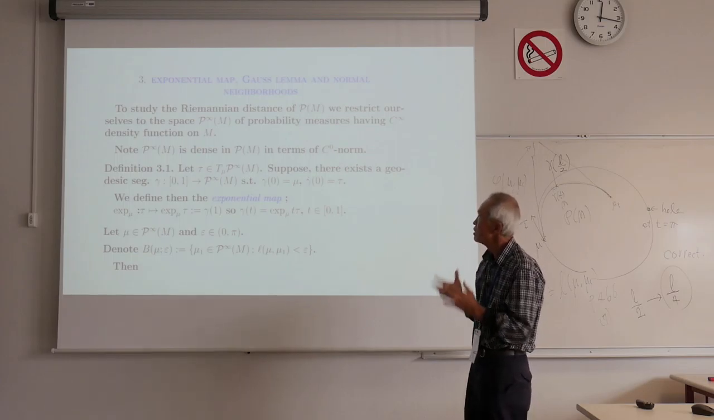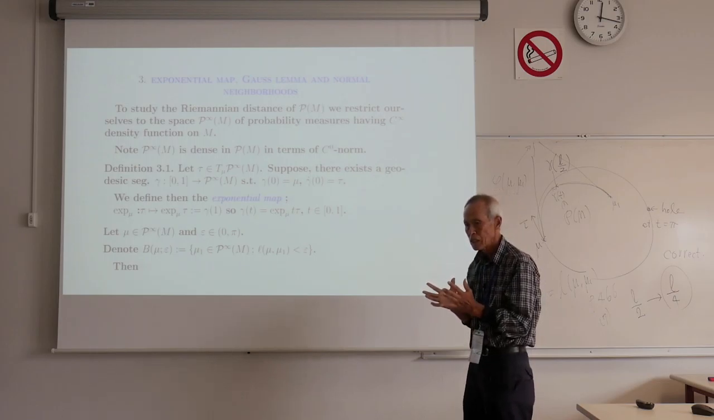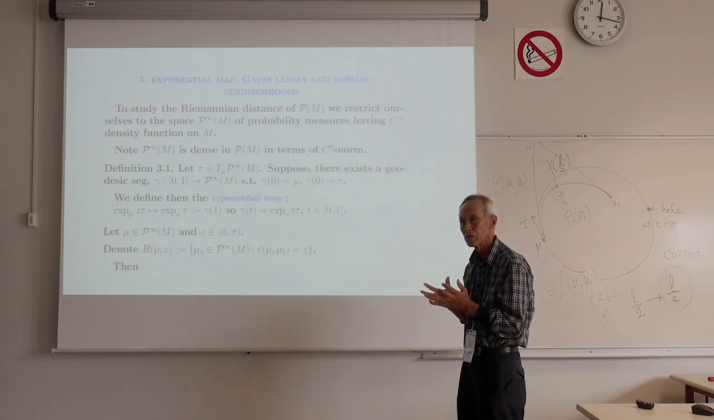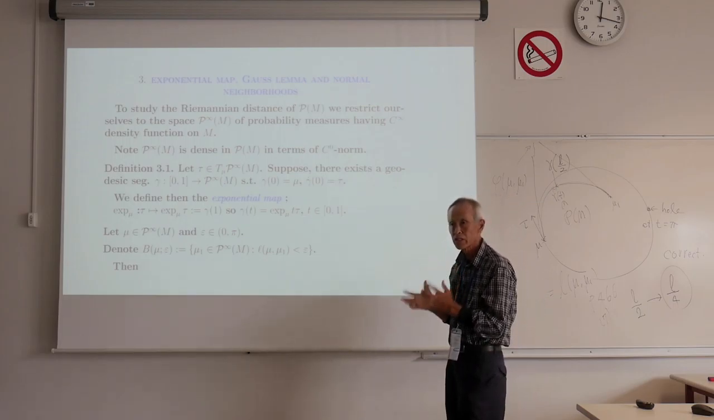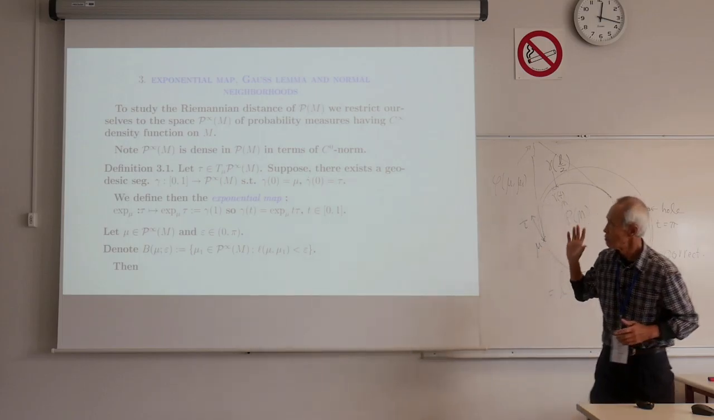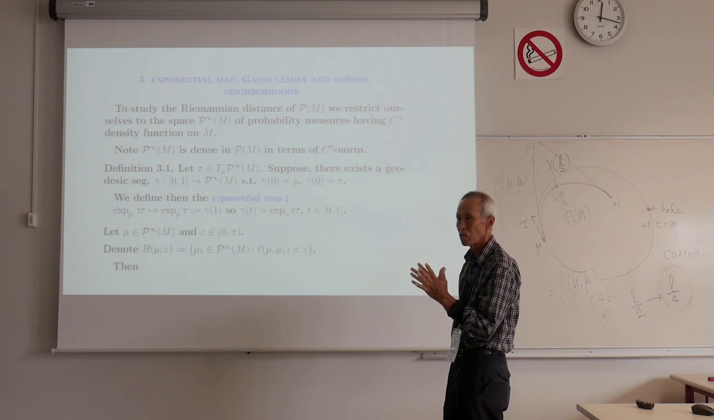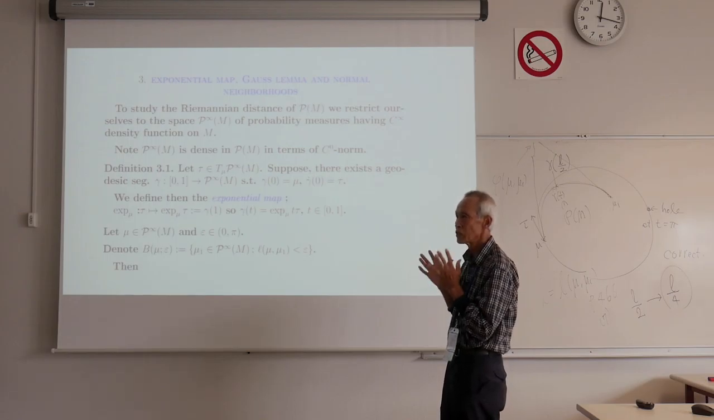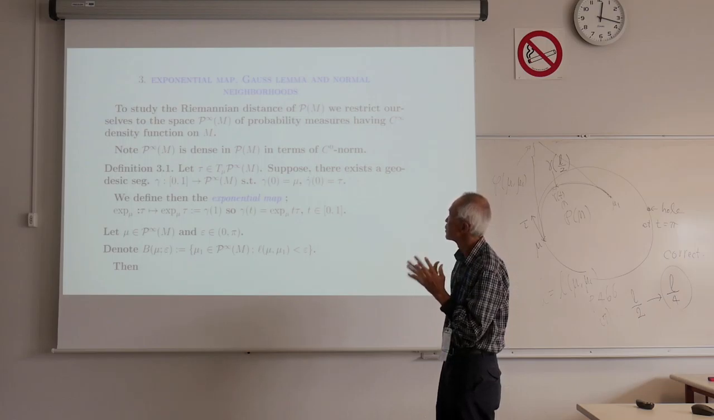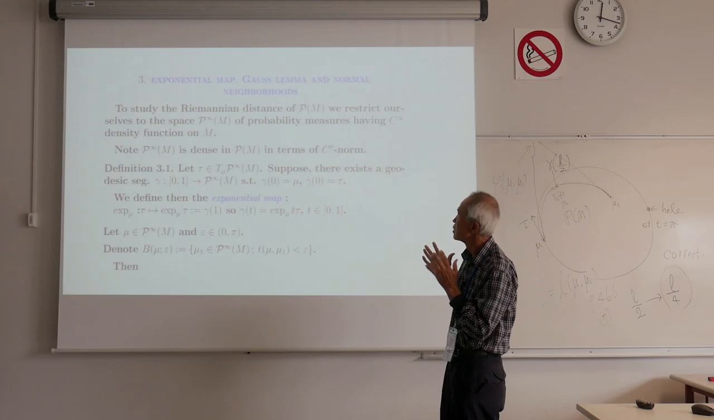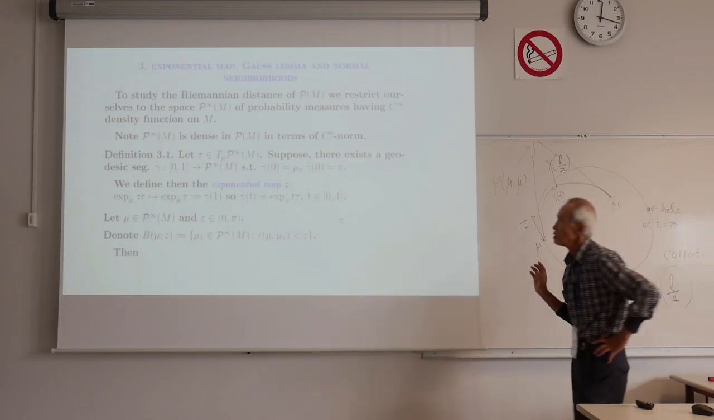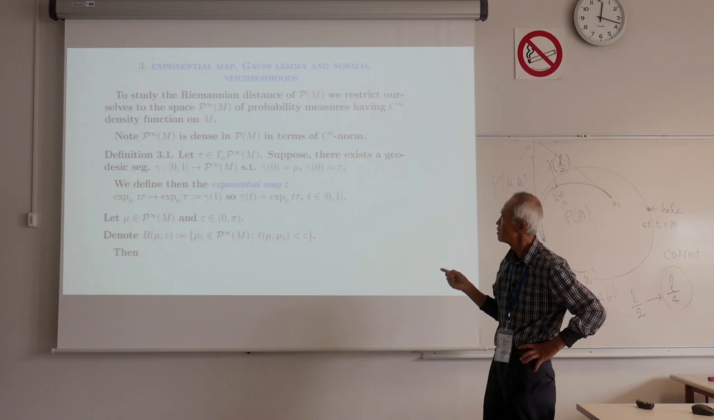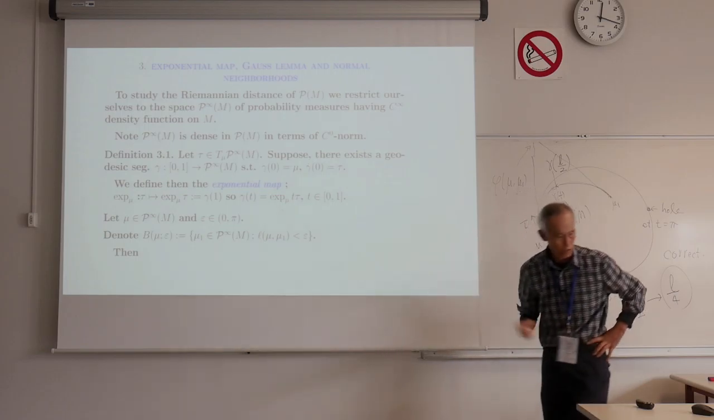But here, to avoid some difficulty in defining the exponential map, we restrict ourselves to the space of probability measures of smooth density function. Before, we assumed that the density function is positive and continuous. But here we need some Sobolev embedding theorem. So we assume the space is just probability measures having smooth density function.